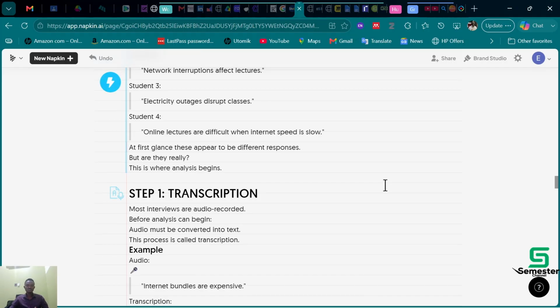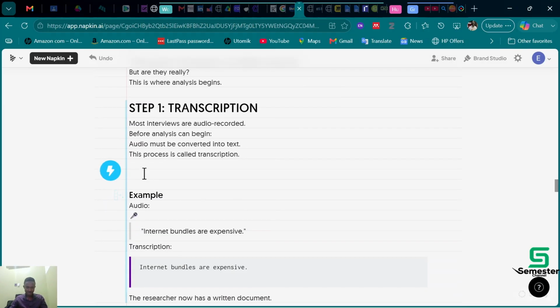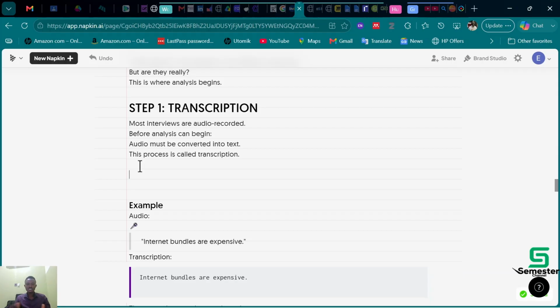So, once you have collected this information, okay, from these participants, if it is an interview, right, then you need what? Audio recorded information. Okay, so most interviews are audio recorded. All right, you record them, and then before you can analyze it, you have to convert them into text. All right, and that conversion process we call transcription. And then we have a lot of tools that can help you to convert the audio into text.